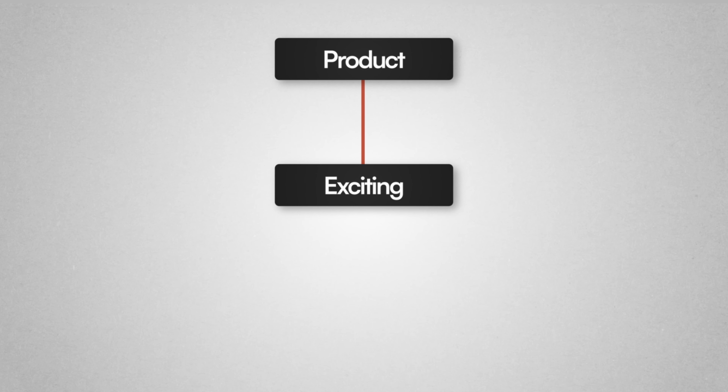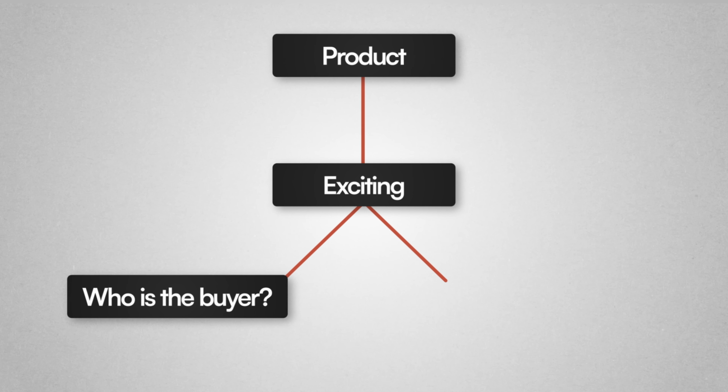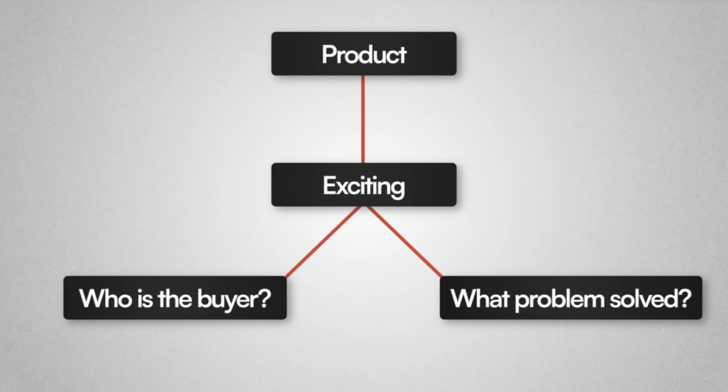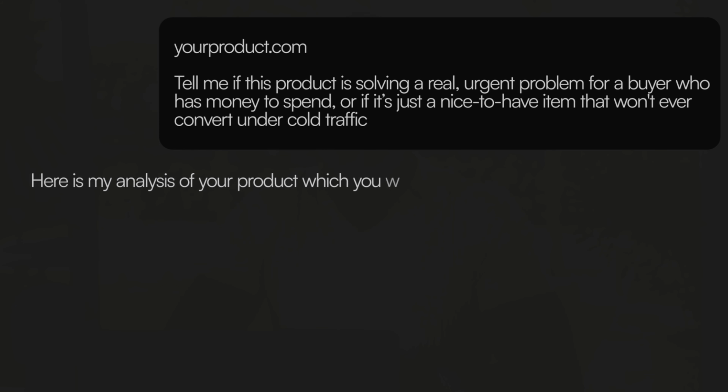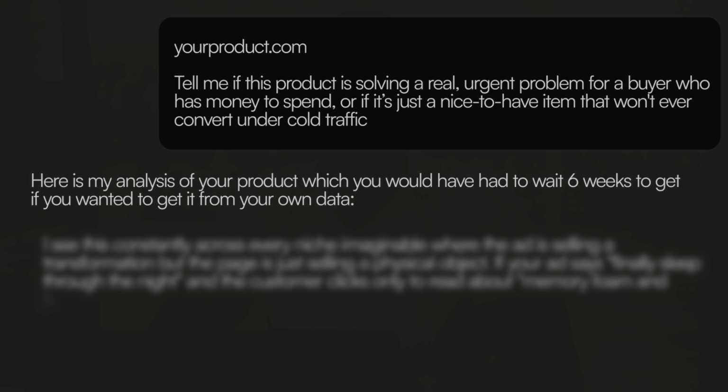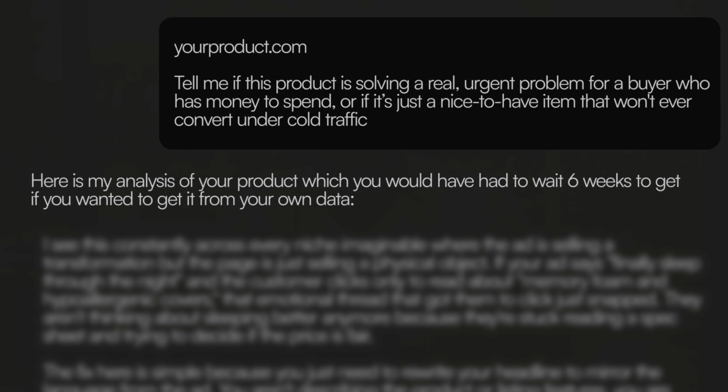This is where most failing stores completely fall apart. The product probably felt exciting to the owner when they first found it, but once you actually have to write down who the buyer is and what problem you're solving, the whole thing gets vague very quickly. Claude is going to tell you that directly, which is way more useful than waiting 6 weeks for your data to show you the same thing.